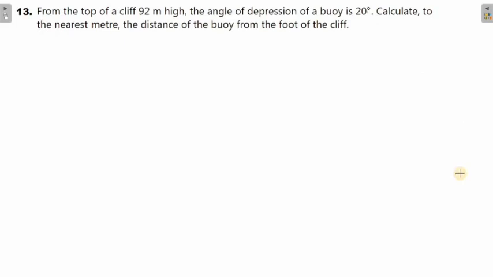We have the last question from this particular exercise, and the easy one. So the question says, from the top of a cliff 92 meter high, the angle of depression of a buoy is 20 degree. Okay, so let's say this is my sea. A buoy means a floating object. So there's a sea out there. We have a vertical cliff and there is a buoy.